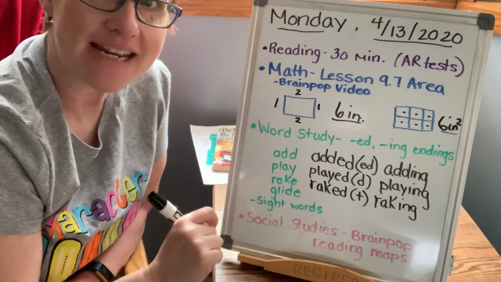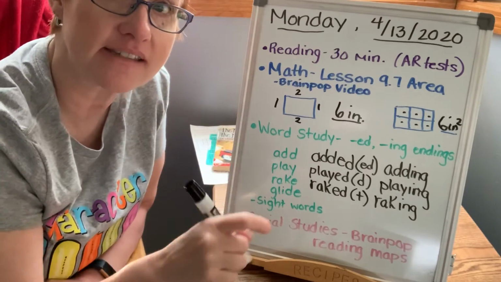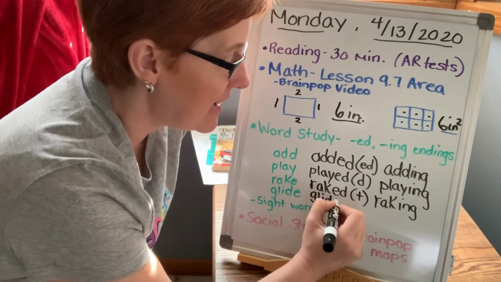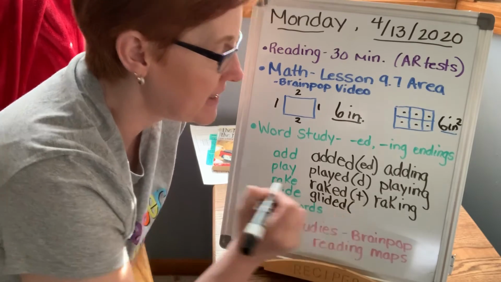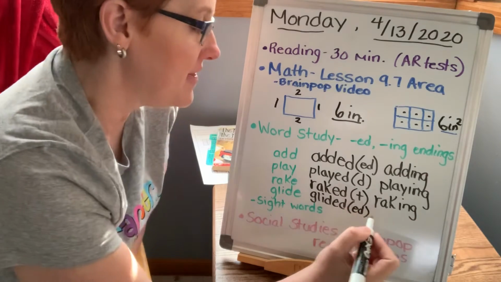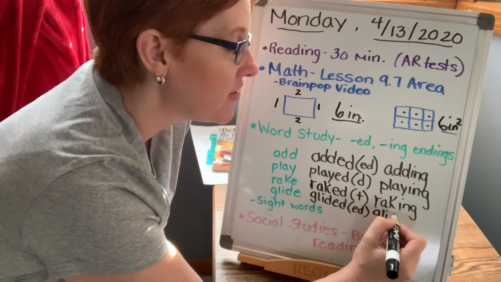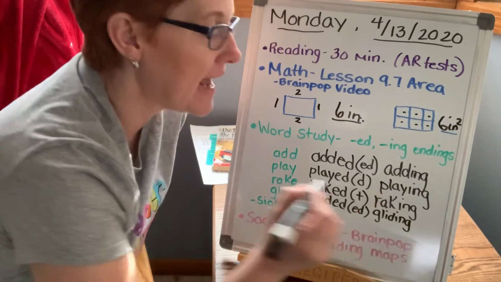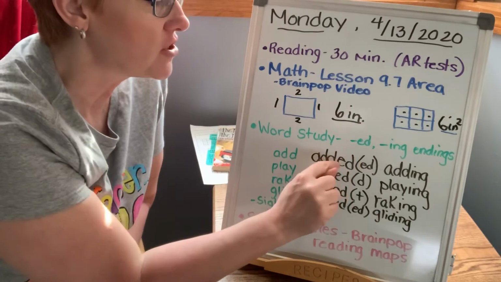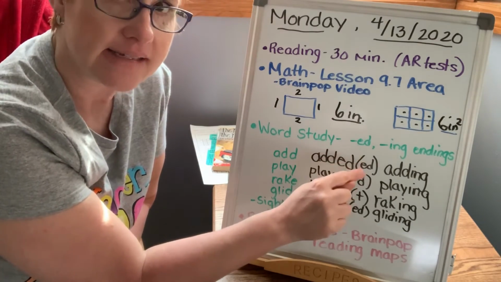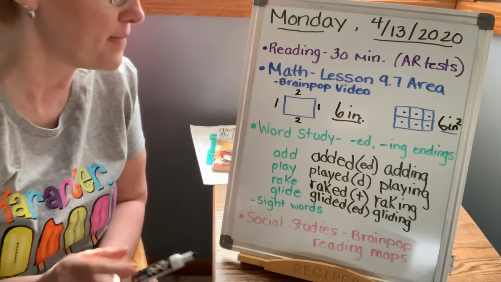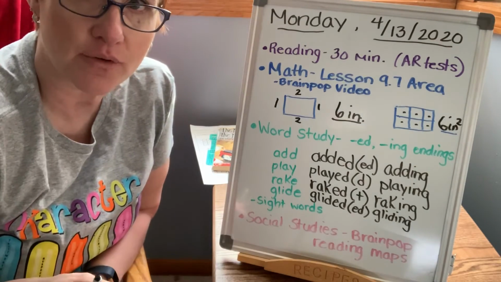Last one we'll do, glide. I glided across the pond. So drop the E and add ED. Now listen to what sound it's making. Glided. So we've got the id again. And then gliding, I am gliding across the ice, drop the E and add ing, all right? So those are the words you're going to be reading and practicing. Just make sure that ed, sometimes it can be the id sound, sometimes it can be the D sound, and sometimes it can be the T sound, all right? And also practice your sight words.